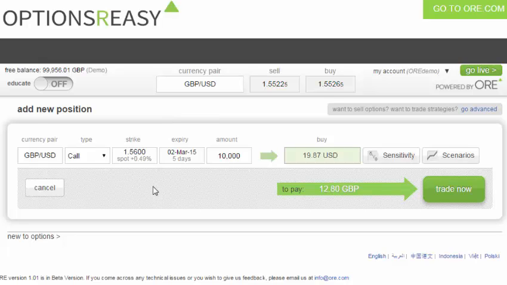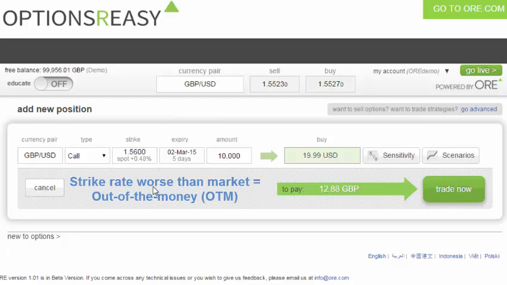When an option strike is worse than the current market rate, we say that the option is out of the money. These types of trades, an out of the money option, is useful for when you want to reduce your risk and when you expect a large market move.